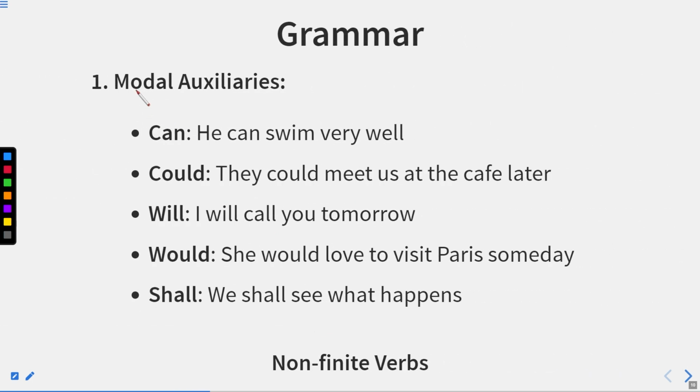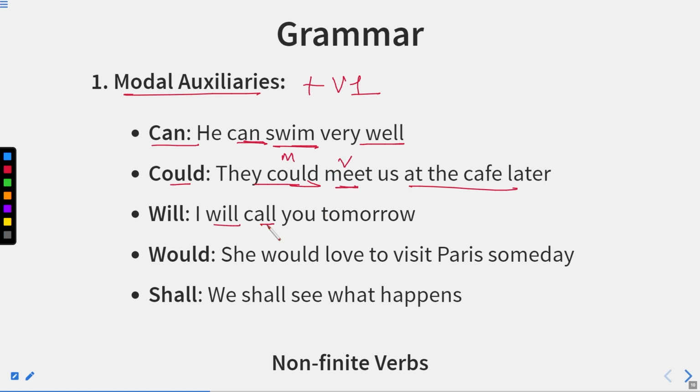Now, suppose there are modal auxiliaries. So whenever we have modals, as I told you, after a modal we can only have verb first form, but we need not write the preposition to over there. For example, if the sentence is of can, he can swim very well. So can is modal, swim is verb 1. Could, they could meet us at the cafe later. So could is a modal and meet is a verb, verb first form.